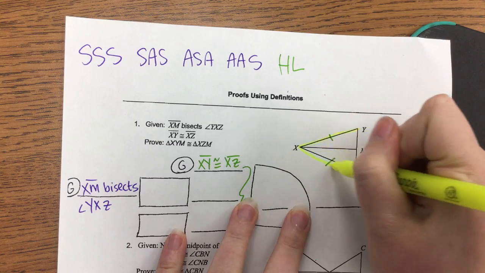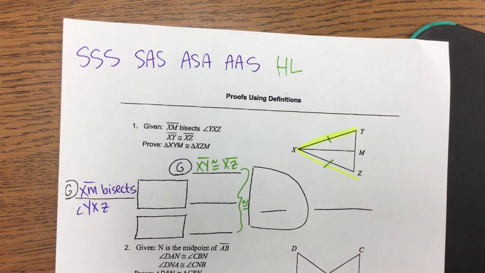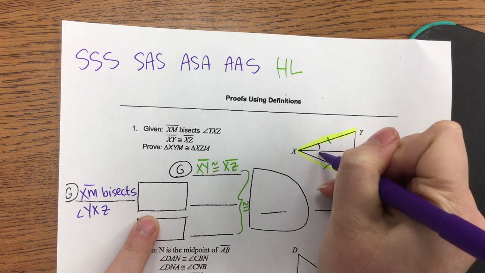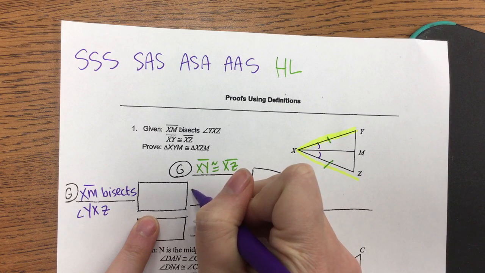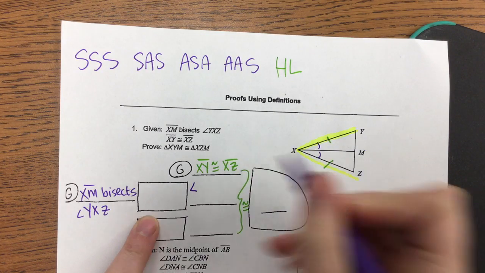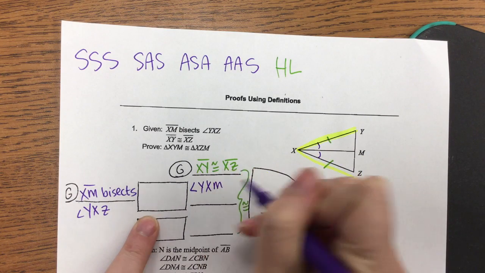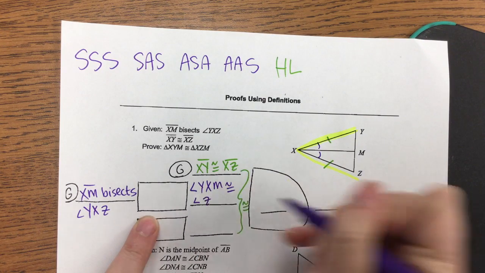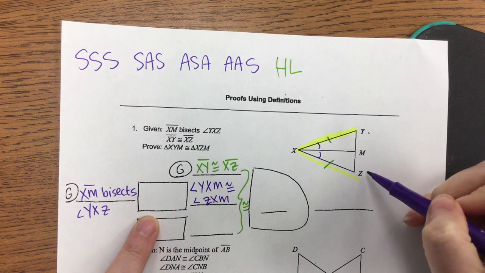So YXZ is out here. So when I chop this angle in half, if I highlight it, it really helps me to see which parts are congruent. So when I cut that in half, those two angles are going to be congruent. So those are our congruent pieces. So I've got angle YXM is congruent to ZXM.